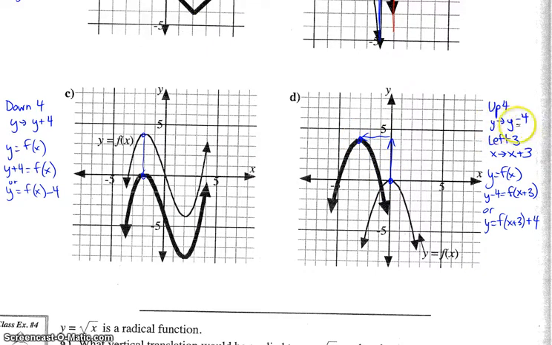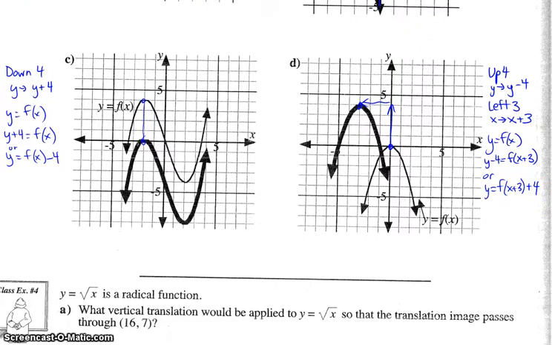Okay, part D, our graph moved up 4 and left 3 to get to the thick line, so our replacements were y minus 4 in for y and x plus 3 in for x. So our equation could be y minus 4 equals f of x plus 3, or isolating y, y equals f of x plus 3 and then plus 4.